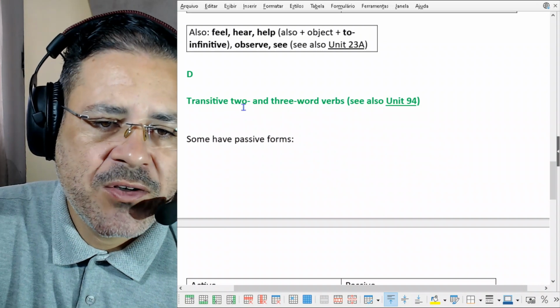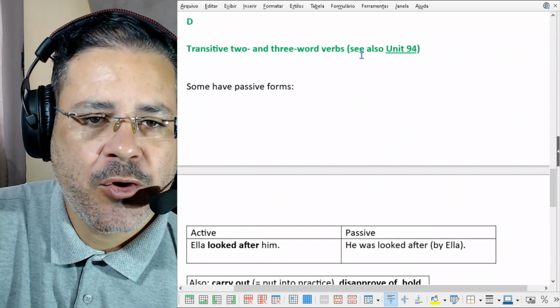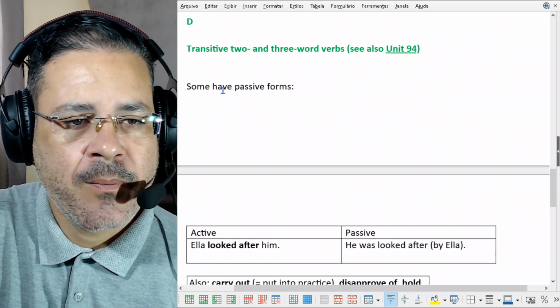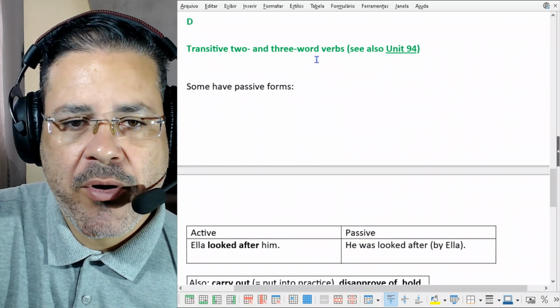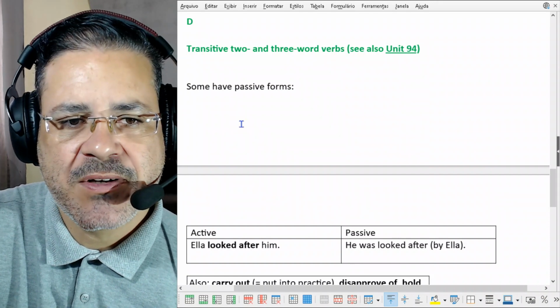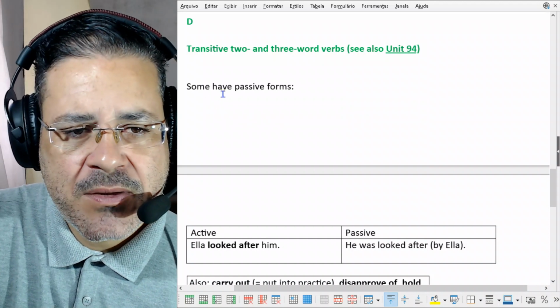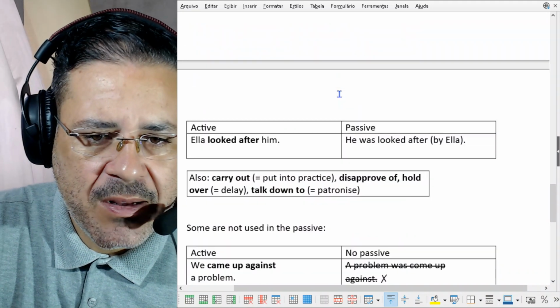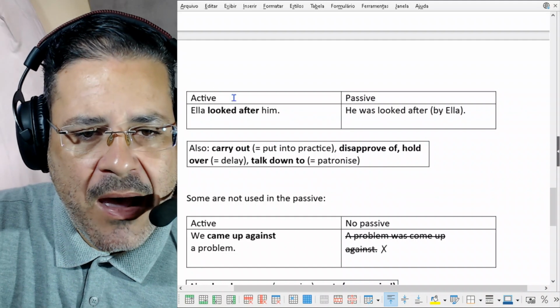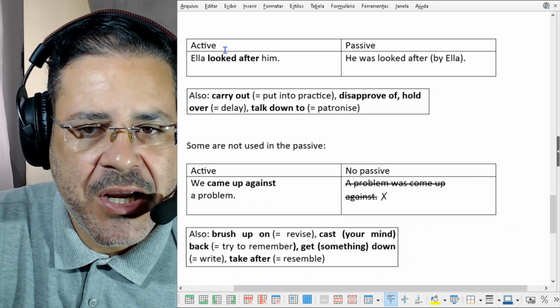Transitive two and three word verbs. If we were to break it down: two word verbs and three word verbs. We say transitive two and three word verbs. Some have passive forms. Let's double check for the active and passive ways.